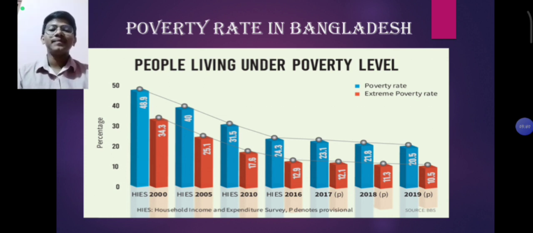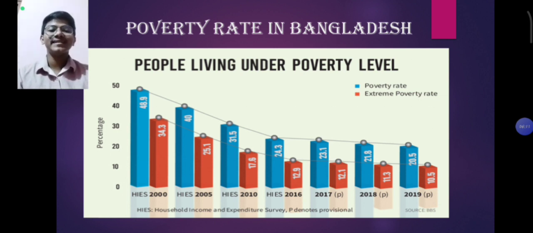In 2005, it decreases to 40% and extreme poverty to 25.1%. In 2010, the poverty rate was 31.5% and extreme poverty rate was 17.6%. In 2016, the poverty rate was 24.3% and extreme poverty was 12.9%. In 2017, the poverty rate was 23.1% and extreme poverty rate was 12.1%.